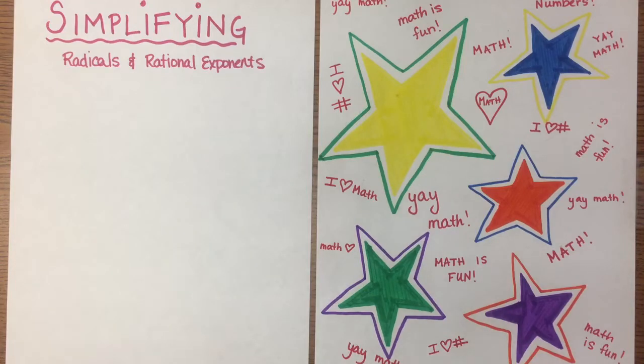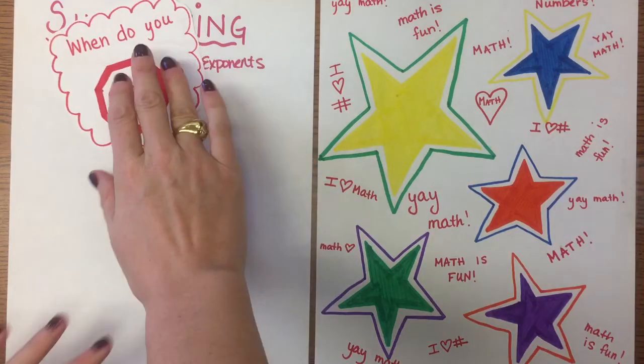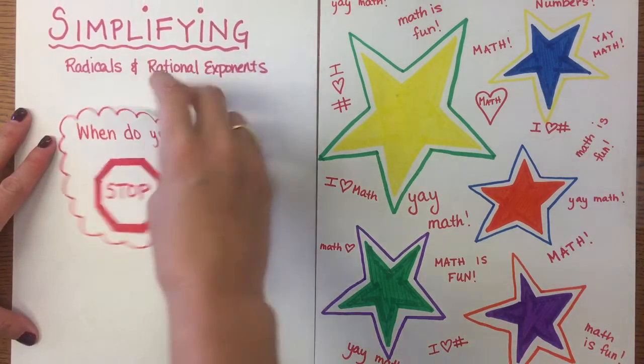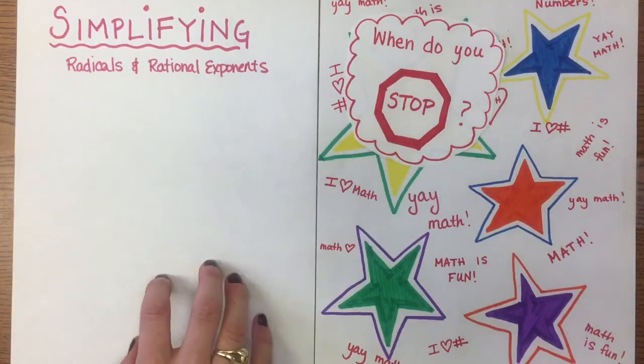Welcome back. We've been talking about properties of rational exponents and radicals. And now we're going to talk about simplifying radicals and rational exponents and this question of when do you stop? How do you know if you're done? When do you stop simplifying the problem and just let it go?